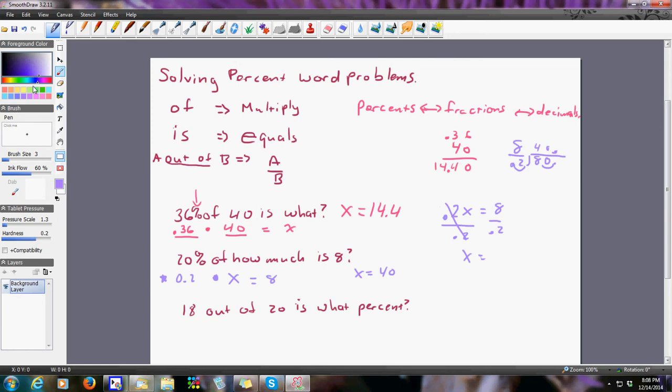My last one, and that took a little bit more of a fiery color. Here we go. Actually, I don't like that. Let's go back to the blue. Yeah, that's kind of nice.